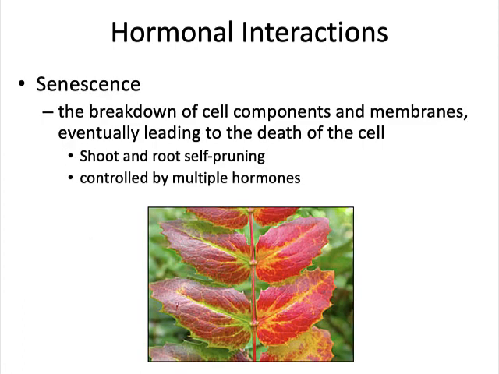Senescence is defined as the breakdown of cellular components and membranes, eventually leading to the death of the cell. This process is used when plants need to do self-pruning. For example, they might need to shed some leaves or even shed some roots due to disease or competition or seasonal and environmental conditions. And senescence is often controlled by multiple hormones.